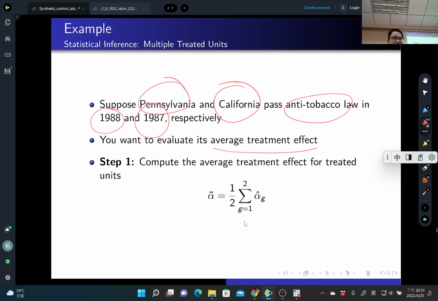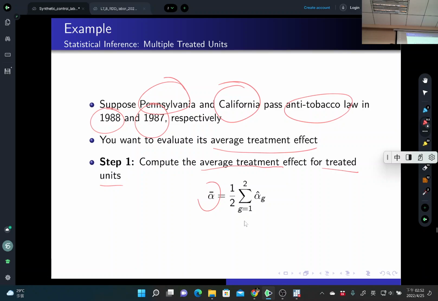You want to know on average for these two states what happened. So first step is you calculate the average treatment effect for the treated units. That's just as I mentioned before. You run the synthetic control estimation for Pennsylvania, so you get alpha 1 for each period after the treatment happened. And then you run the same synthetic control estimation for California, you get alpha 2. And you just take the average over these treated states, and you can get alpha bar. That is the average treatment effect for each period. Ignore the time dimension because it's a bit complicated. You can consider that I do this average for each time period after treatment happened. So you can get this alpha bar, the average treatment effect for these two states in each period after treatment happened.